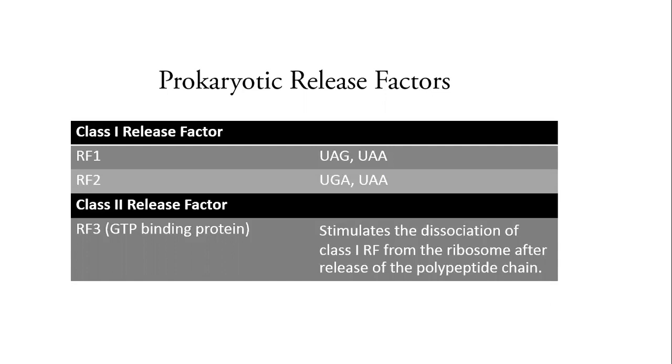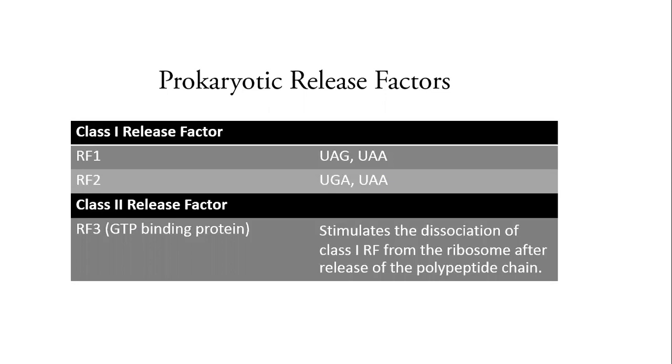These release factors are classified into two classes. One is the class 1 release factor and the other is the class 2 release factor. Class 1 release factors consist of two release factors, RF1 and RF2, where RF1 recognizes the stop codon UAG and RF2 recognizes the UGA stop codon. And the UAA stop codon is recognized by both of these release factors. The class 2 release factor is RF3, which is a GTP binding protein, and it stimulates the dissociation of class 1 RF from the ribosome after the release of the polypeptide chain.